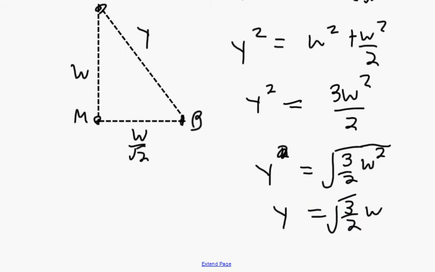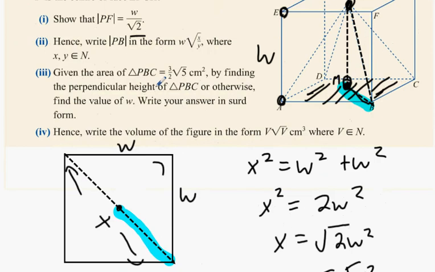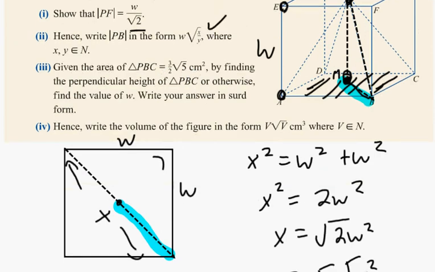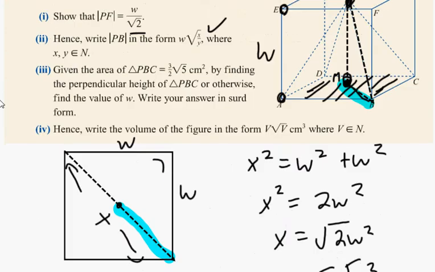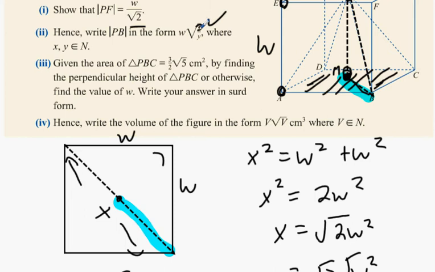Got that, didn't we? How's that? W is root 3 over 2. So the x is 3 and the y is 2.